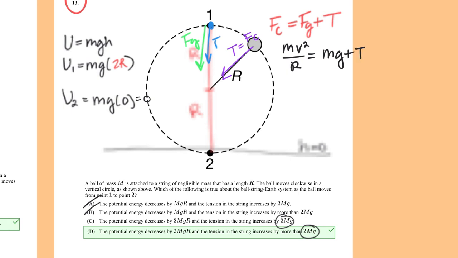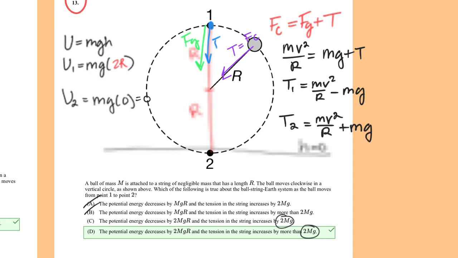And if I wanted to find tension, then all I need to do is this: the tension at point 1, so T1, is going to be mv squared over r minus mg. So the tension at 2 is going to be the exact opposite. It's going to be mv squared over r plus mg.